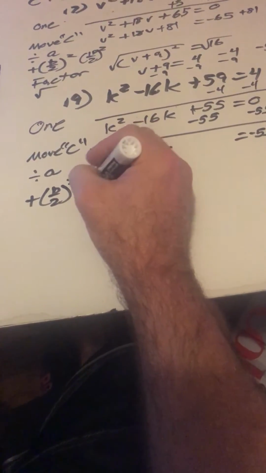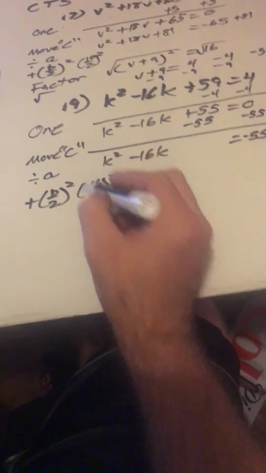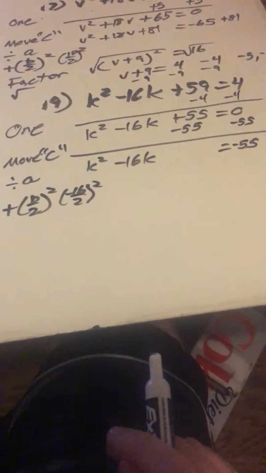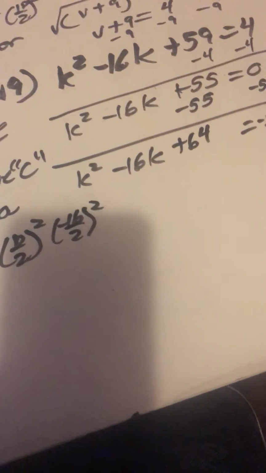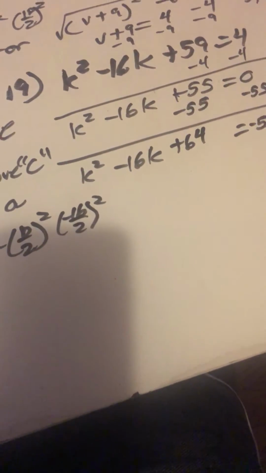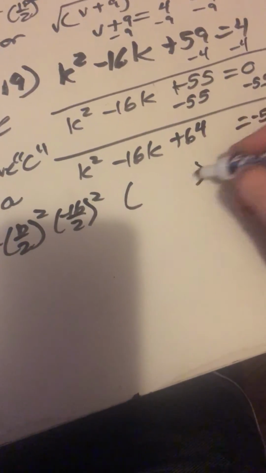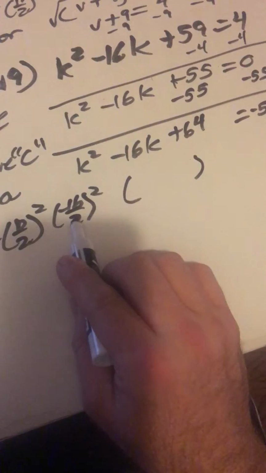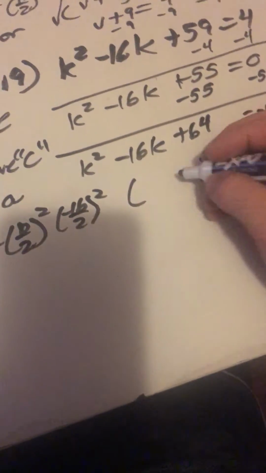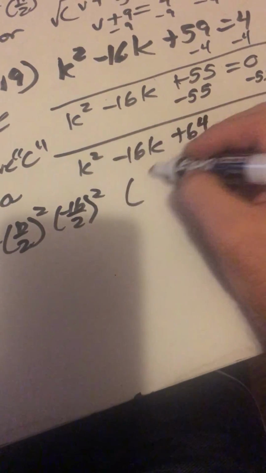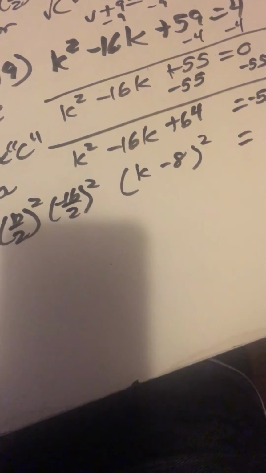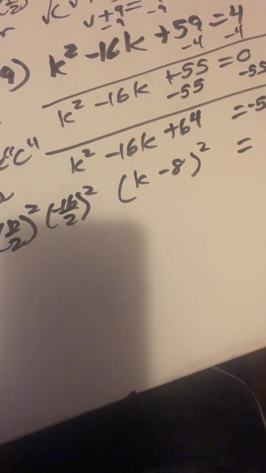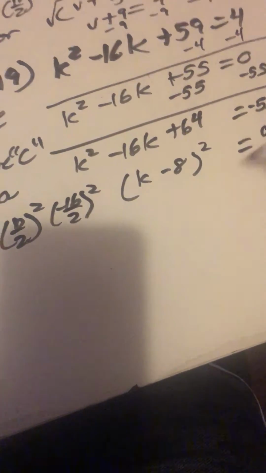So negative 16 over 2 squared. Negative 16 divided by 2 is negative 8. 8 squared is 64. So we're going to add 64 to both sides. So now, what was my number in here? Negative 8. It's going to be the number right here. What's my variable? k. I'm going to square it. Now, 64 minus 55 is going to give me 9.